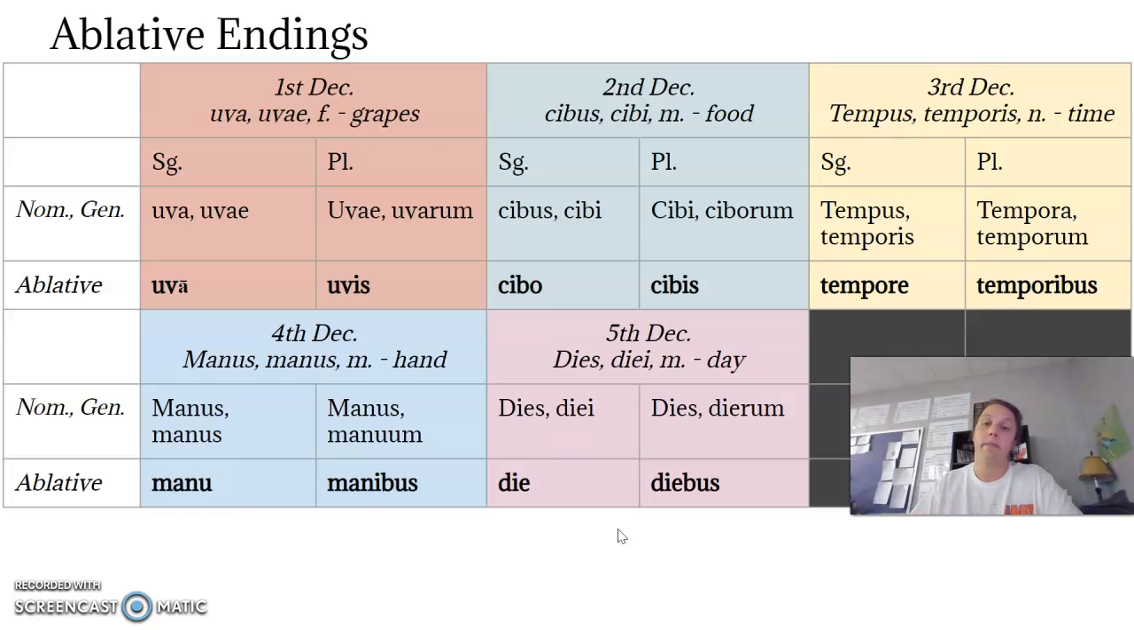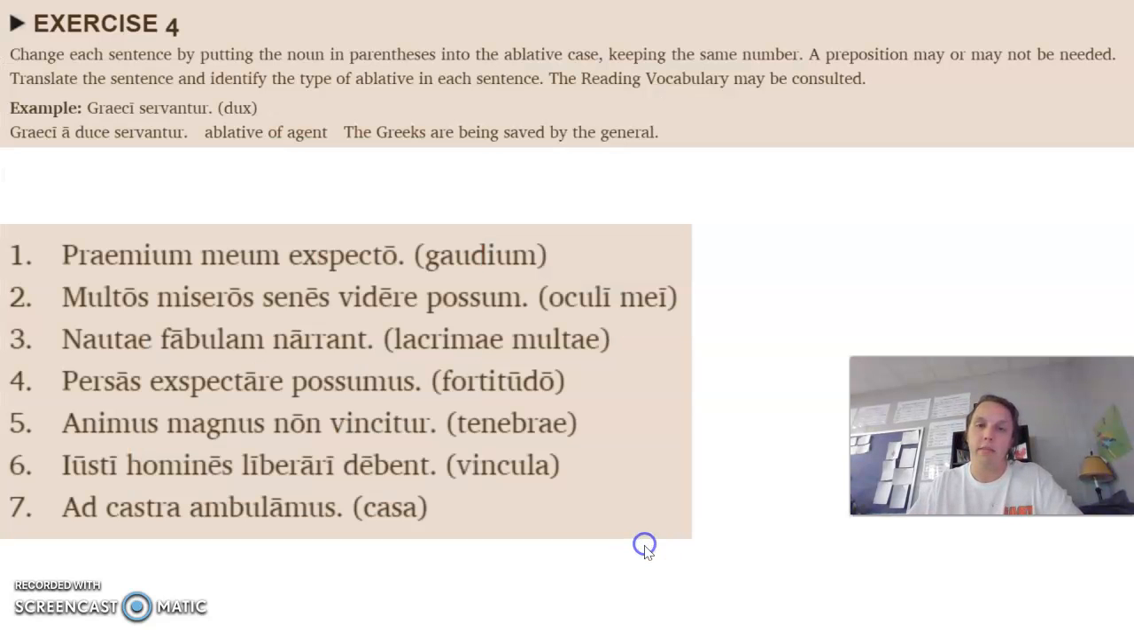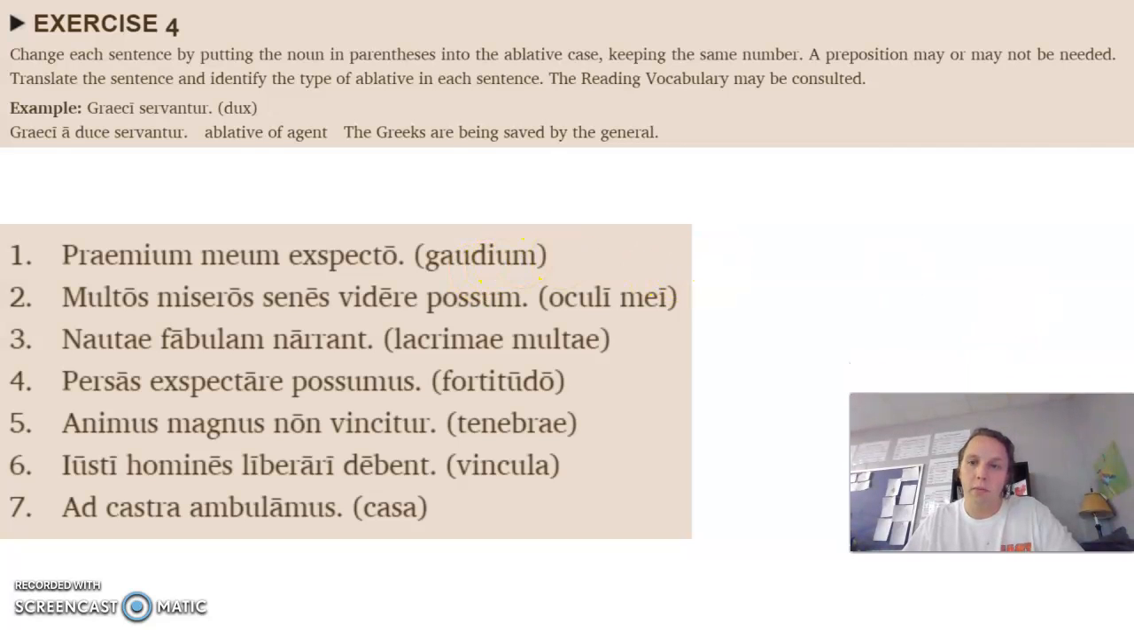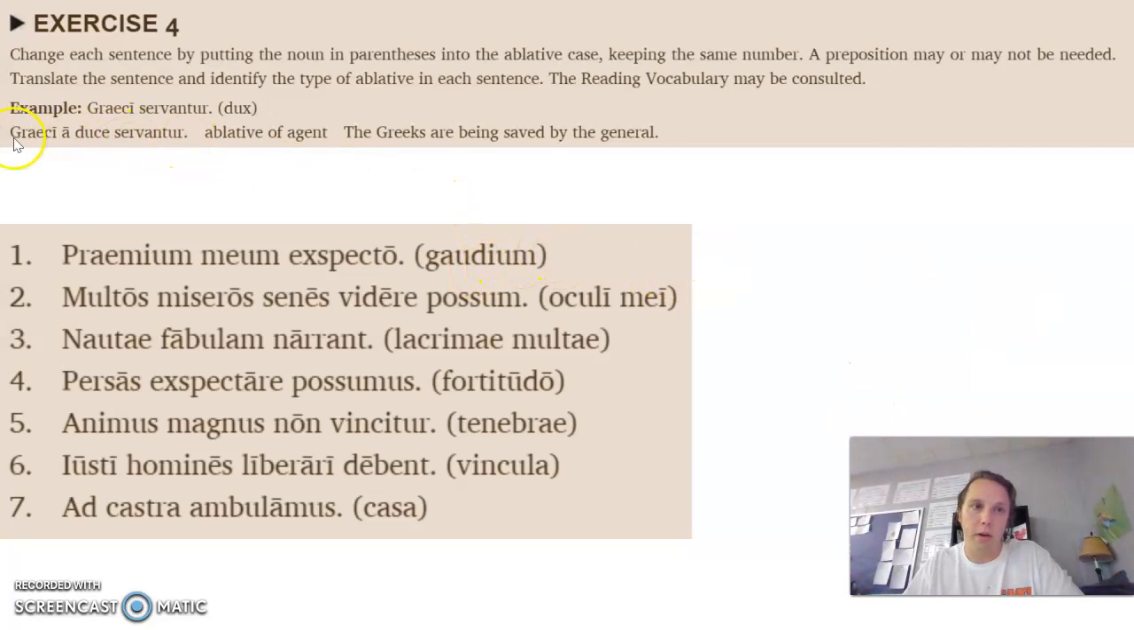So let's get to the practice. All right, so you're about to see a series of questions. Basically, you're given a sentence and you're given a word. You need to make this word ablative and then fit it into the sentence and then tell me what that sentence is going to mean. So here's an example right here. There's actually an example up here.